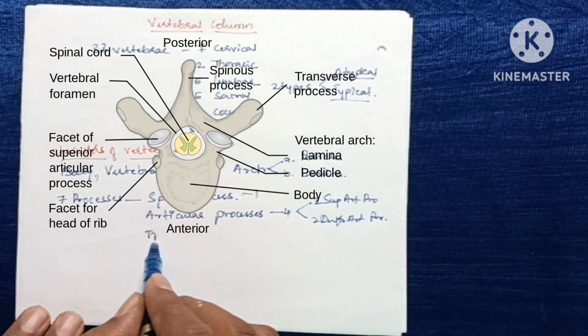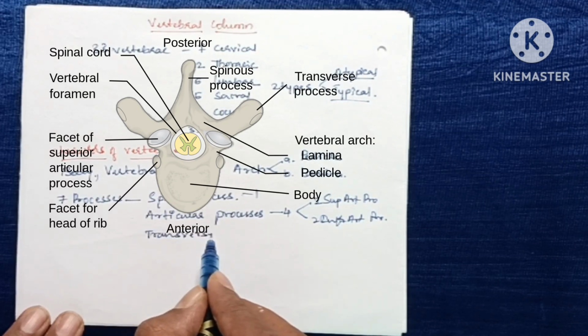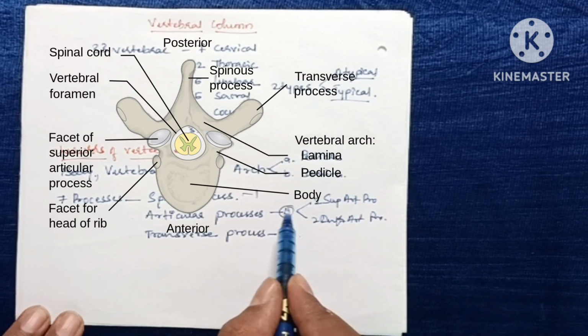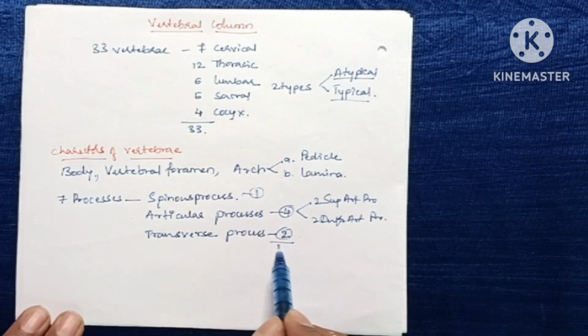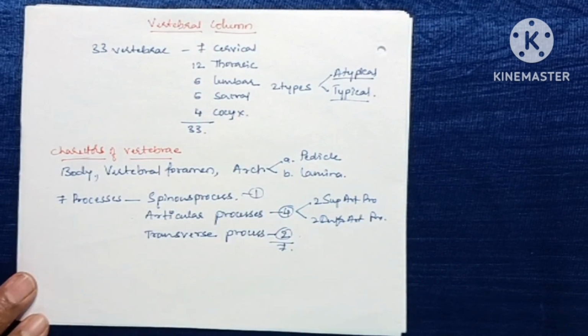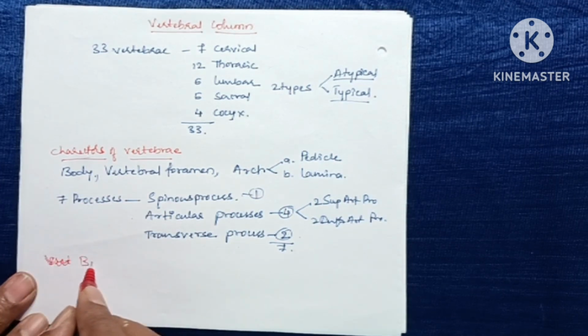And then there is the transverse process. These transverse processes are 2 in number. In total, 7 processes are there. Now we shall discuss the vertebral foramen.